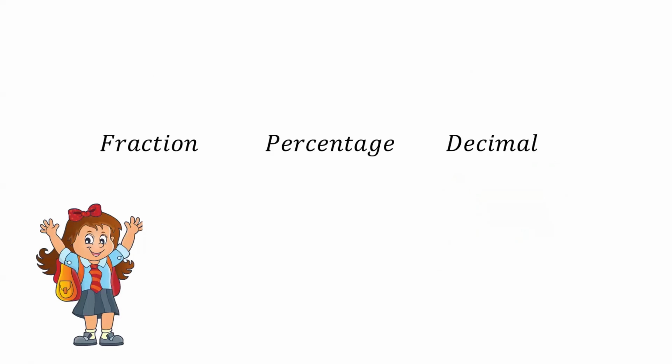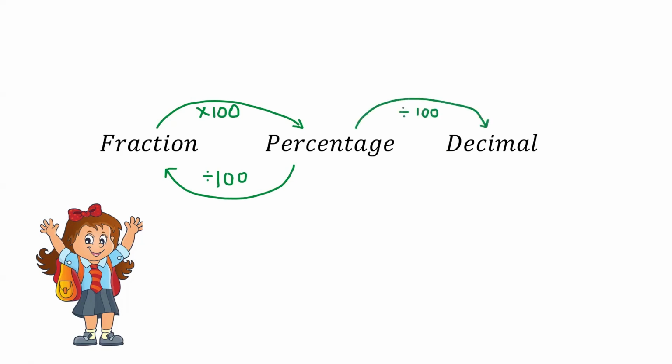As a summary, let's see how we are going to convert. When there is a fraction, when you multiply by 100, we will get the percentage. Likewise, when there is a percentage, you have to divide this by 100 to make a fraction. Let's see how we are going to get the conversion of percentage and decimal. When there is a percentage, you divide by 100 and you write it as a decimal. And when there is a decimal, you multiply by 100 and then you make it a percentage. So this is how we do that.